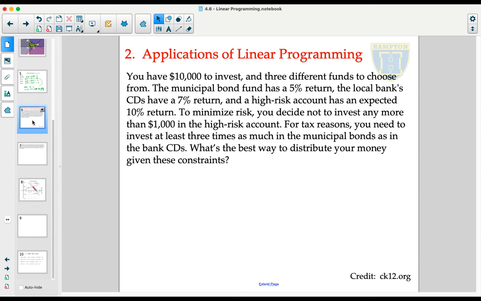Linear programming is particularly useful as a tool when solving application questions. Please take a moment to pause the video and familiarize yourself with this question. All credit for this question and its graphs go to ck12.org.